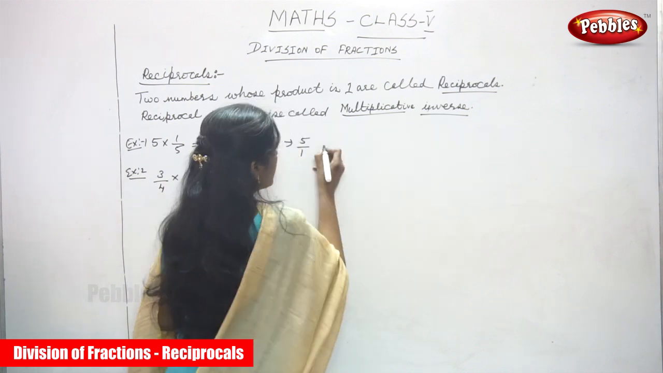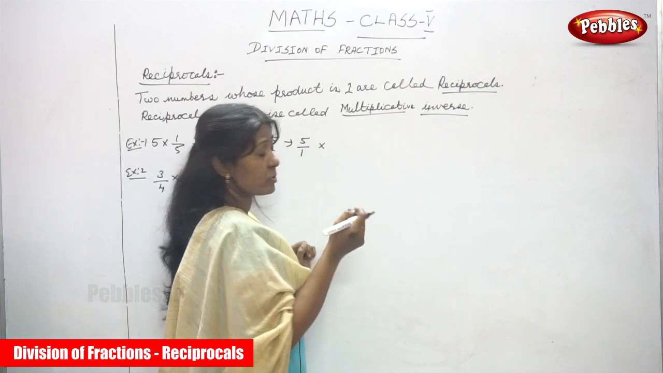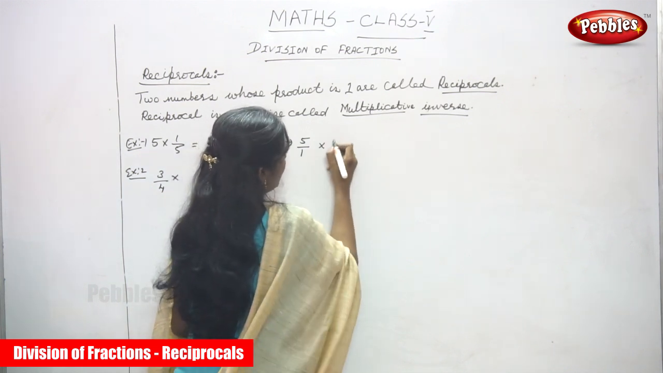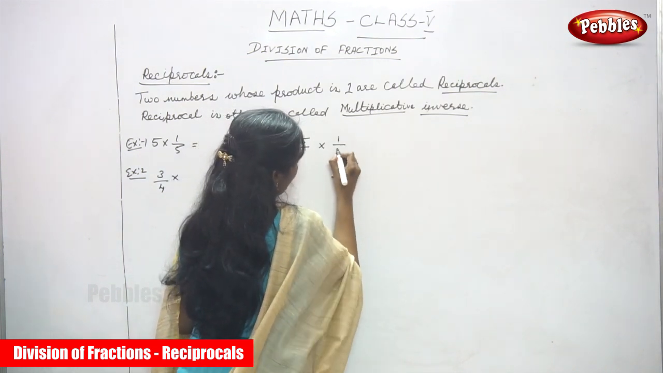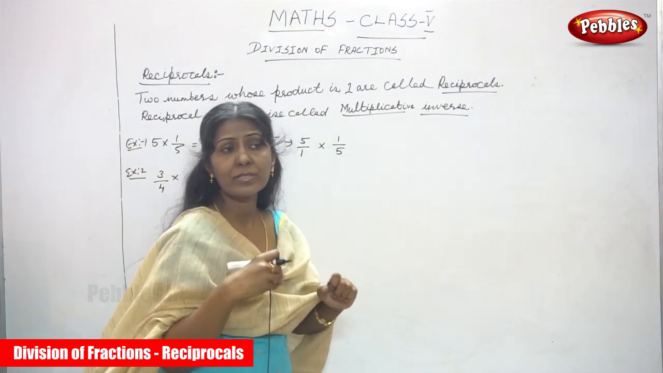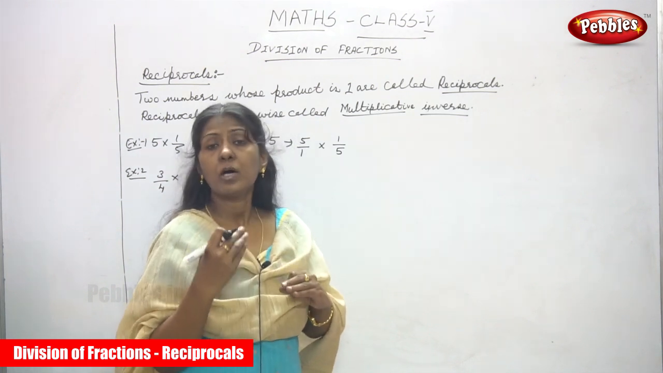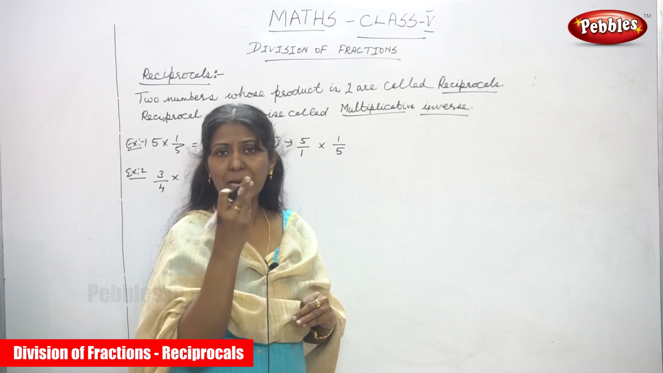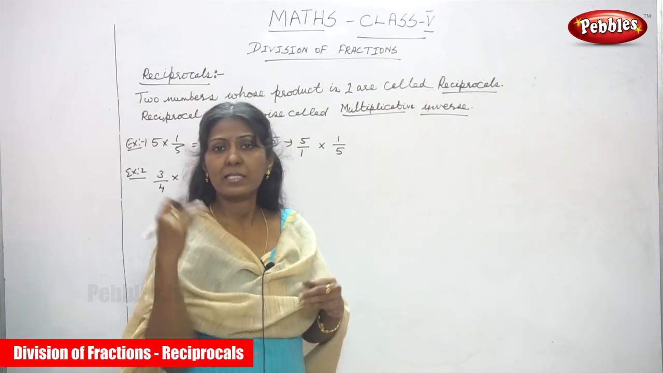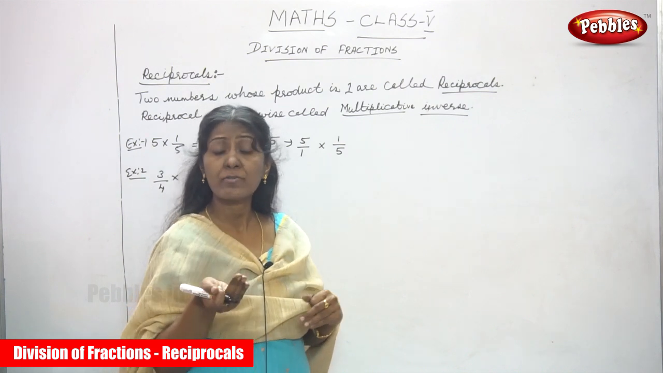Next, what are you going to do? Reciprocal means 5 by 1 becomes the multiplicative inverse. So what you are going to do is turn it upside down. That is 1 by 5. So 5 is a whole number. After that you have to convert the whole number to a fraction, then make it a reciprocal. For example, the reciprocal of 5 by 1 is 1 by 5. That is called a multiplicative inverse.